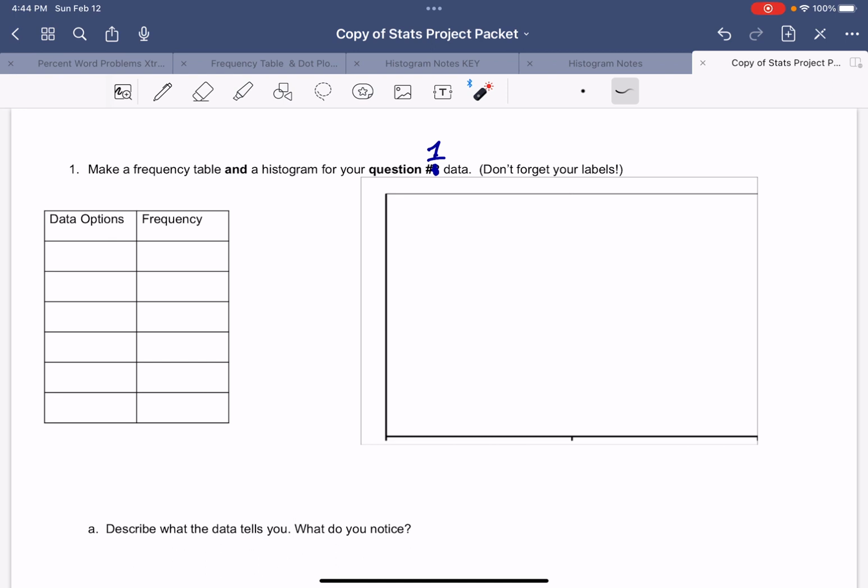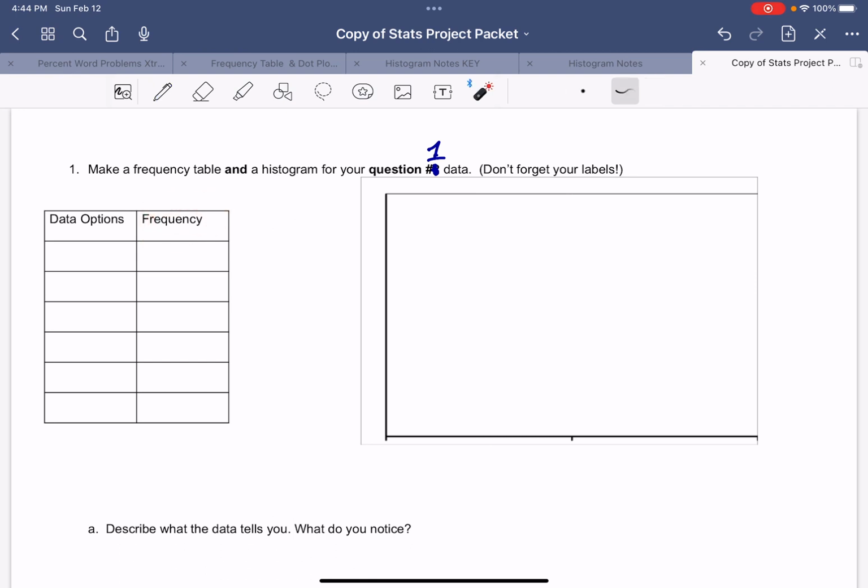So let's do an example of where we would go from 1 to 30. So on the left-hand side of this table right here, you're going to figure out what your data options are. So you're going to pick intervals of data where you can group all of your tally marks together, okay? So for example, again, this is an example. You may not necessarily do this.